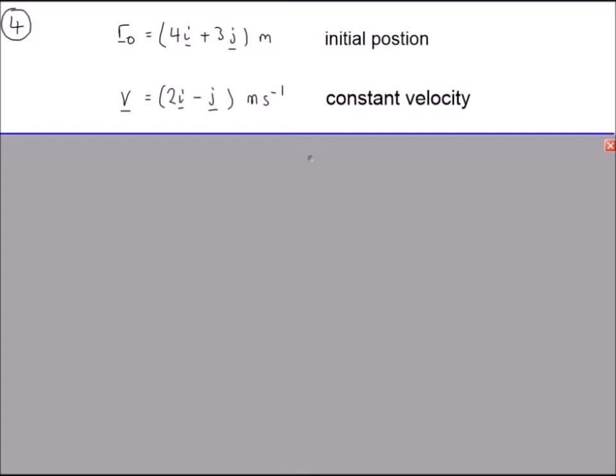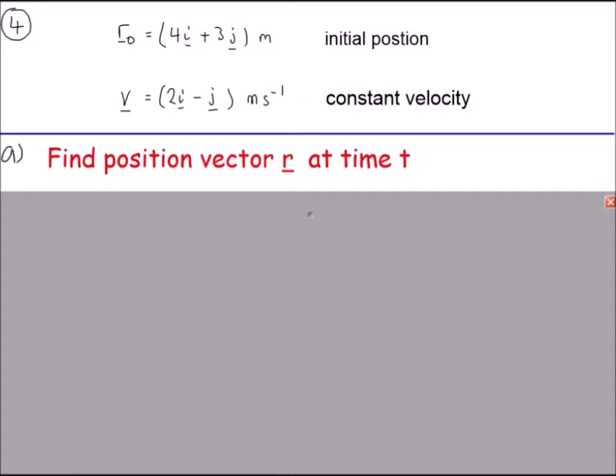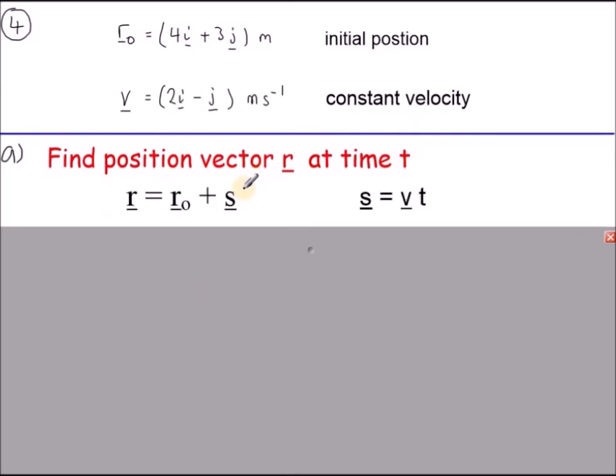Example 4. A particle has this initial position vector, so this is referenced from the origin, and it has a constant velocity, so no acceleration. We want to work out the position vector r at any given time t. So we have the formula for the position vector r for any given time, and s, the displacement of the particle, is given by this formula. We're using this one because we have constant velocity.